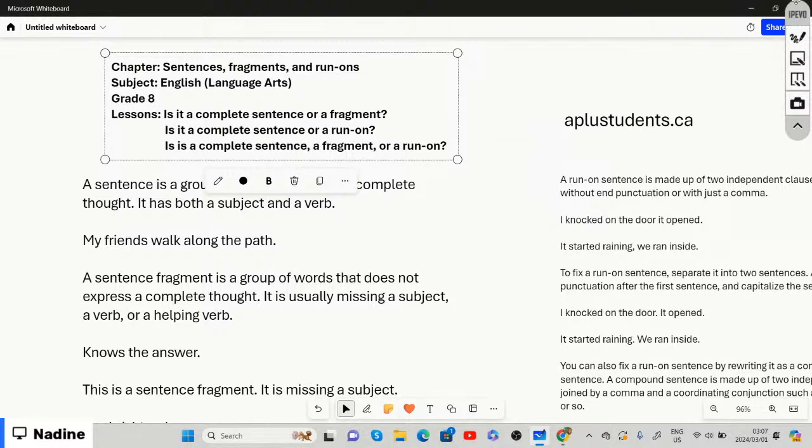And the lessons that we are going to be focusing on under the chapter of sentences, fragments, and run-ons are: is it a complete sentence or fragment? Is it a complete sentence or a run-on? And is it a complete sentence, a fragment, or a run-on?